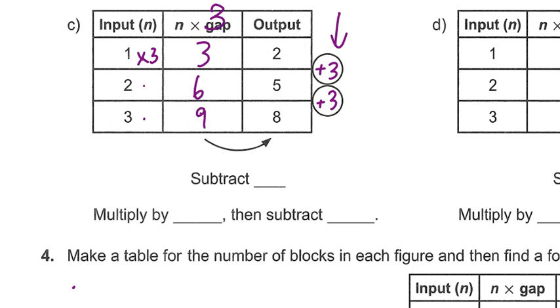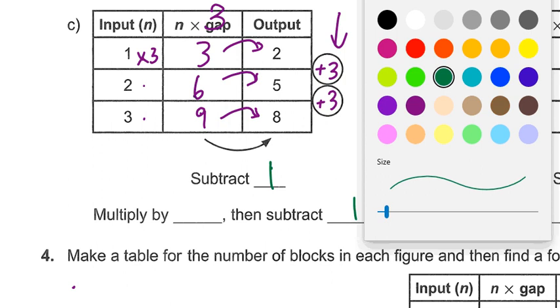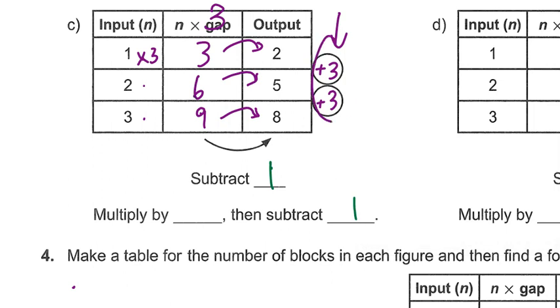And now I'm going to compare, how do I get 3 to be 2, 6 to be 5, and 9 to be 8? How much do I have to subtract to make that true? I have to subtract 1. So my rule for this then is multiply by whatever my gap is, 3, then subtract 1. So there's the rule. See if you can do the other two, and let's move on.